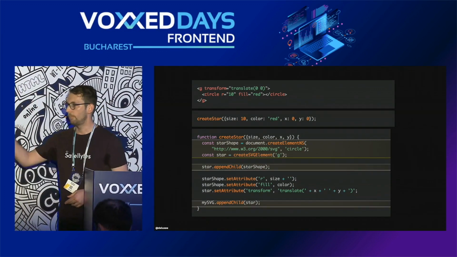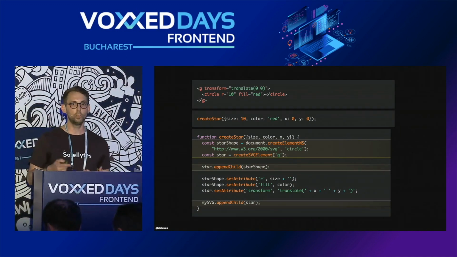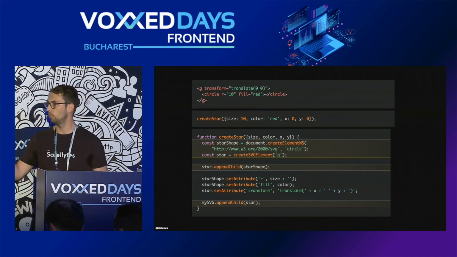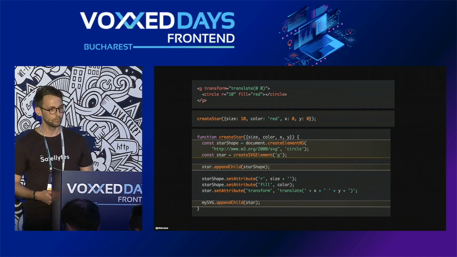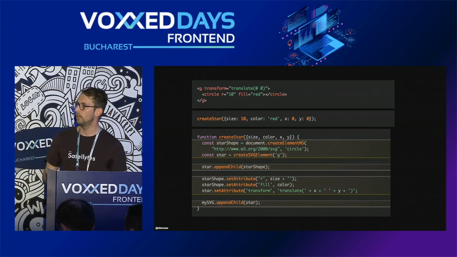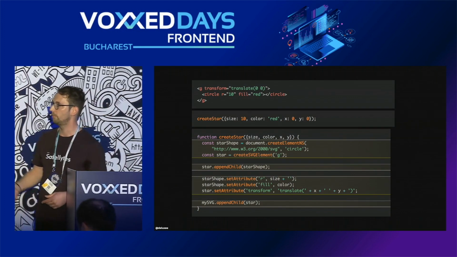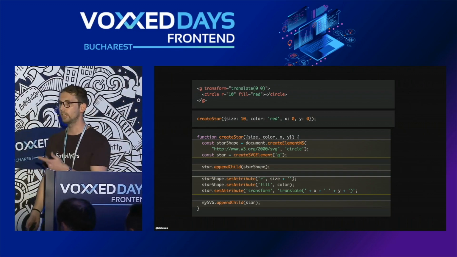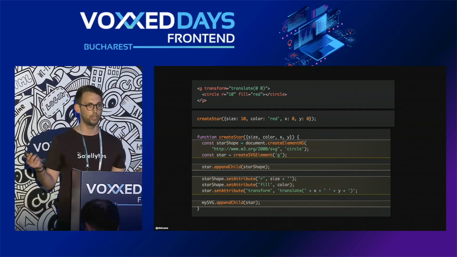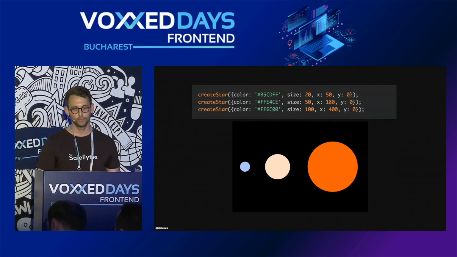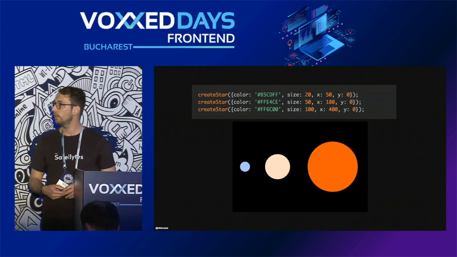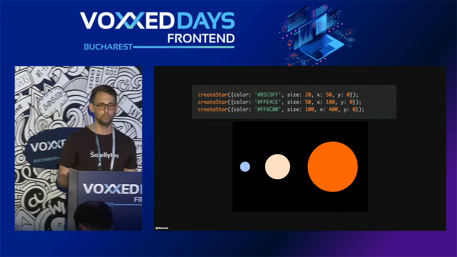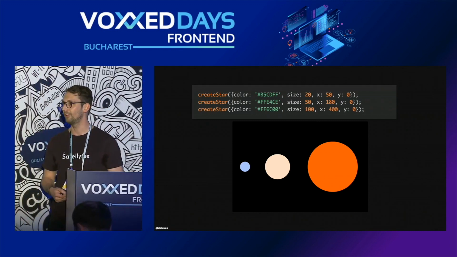Then you can see some appendChild. That's basically the same you use with HTML. It works with SVG elements too. And in the end, there are some properties we want to set because we need the radius, the filling, and the position. Nothing more is happening in our createStar function. And with that function, we can now create vast amounts of different stars. So we're ready to build our night sky.